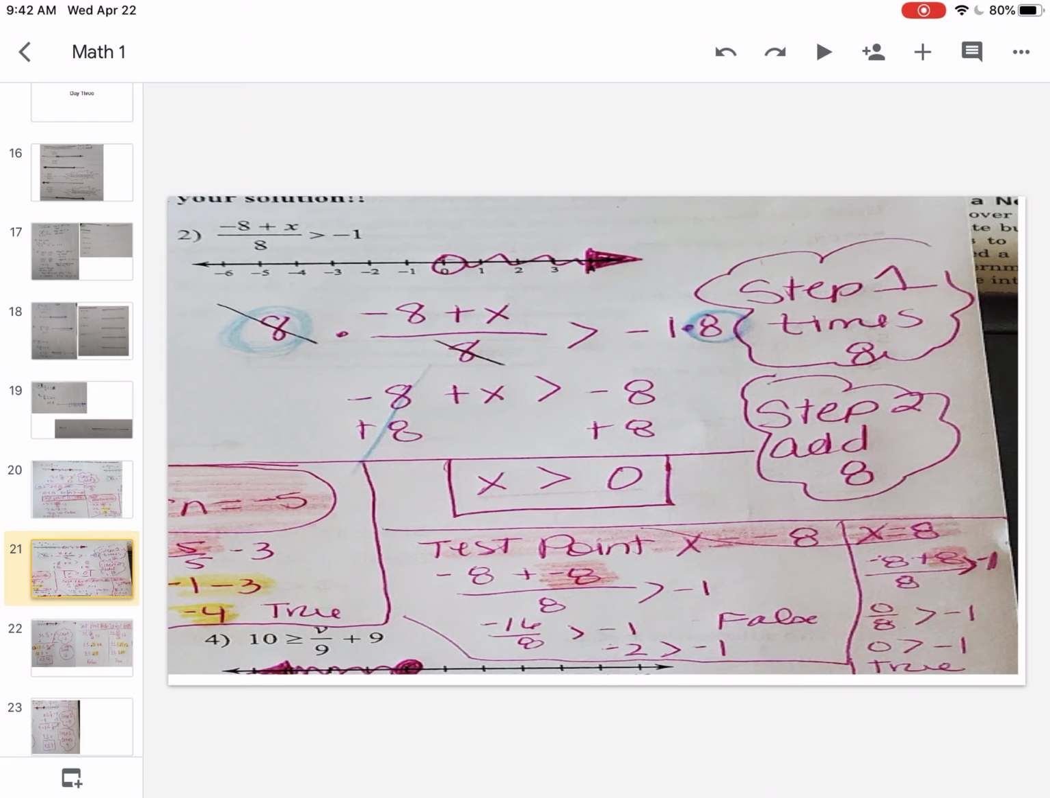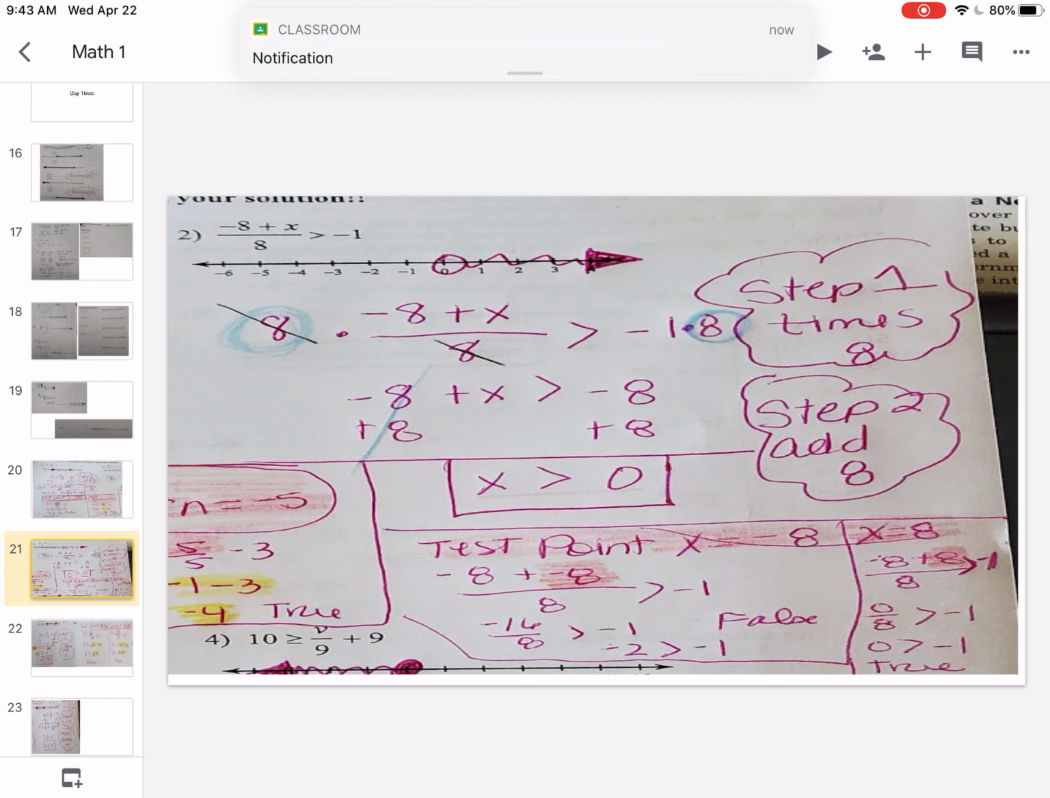So I'm looking at the test points, okay. So I have x is greater than 0, so I'm going to test negative 8, and you don't have to, you could test a different number. So let's say x equals negative 8. Let's see if that's true. So we plug in for x the negative 8, it's shaded in red. So I have negative 8 plus negative 8. Okay, that equals negative 16. Then I still have that 8 on the bottom. Okay, so I leave that right there.